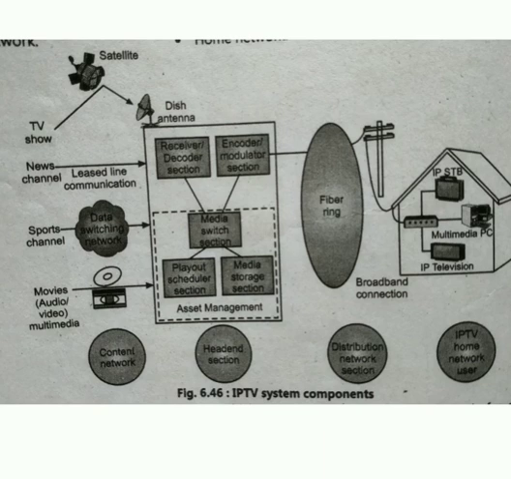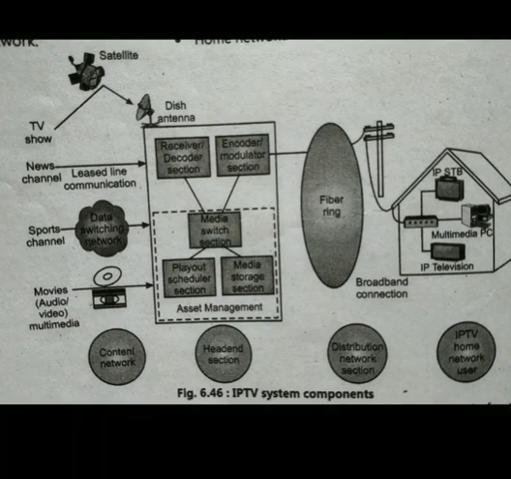This content network, as you can see in the diagram, consists of TV shows, meaning the content produced by the different producers of the TV shows is taken by the content network. There is a satellite also. The satellite is also a part of this content network, and the content is transmitted over the satellite. After that, different channels are also involved there. Movies, audio, video, and multimedia, all of these things are involved in the content network.